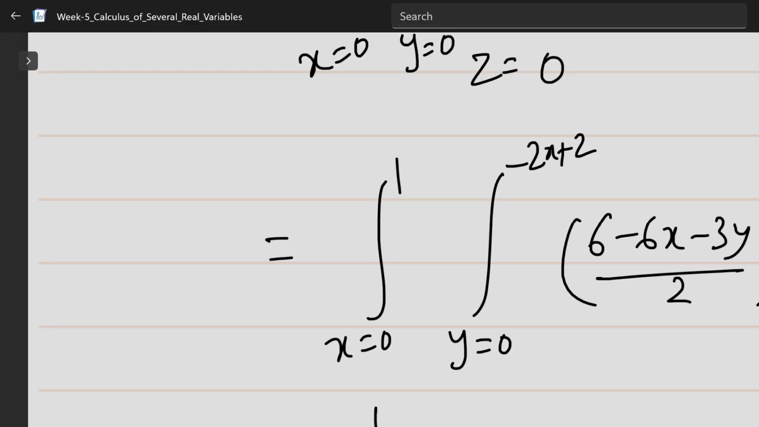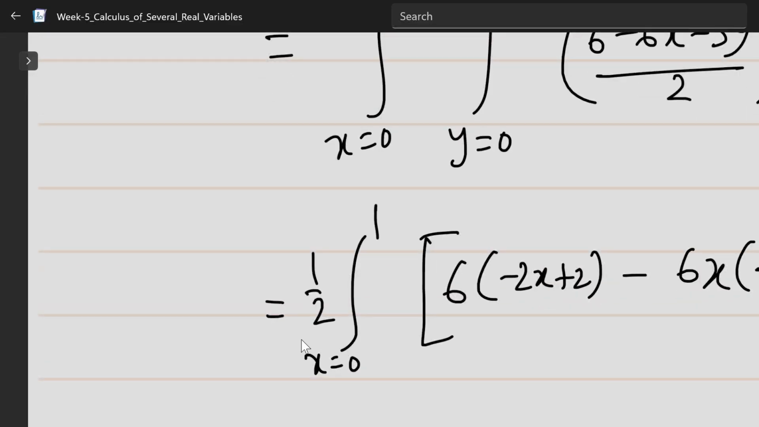I'll write half there. So a bracket 6x into minus 2x plus 2, minus 3 by 2 into y square. So minus 2x plus 2 whole square. Okay. So in multiple integral, you have to compute some large integrals.